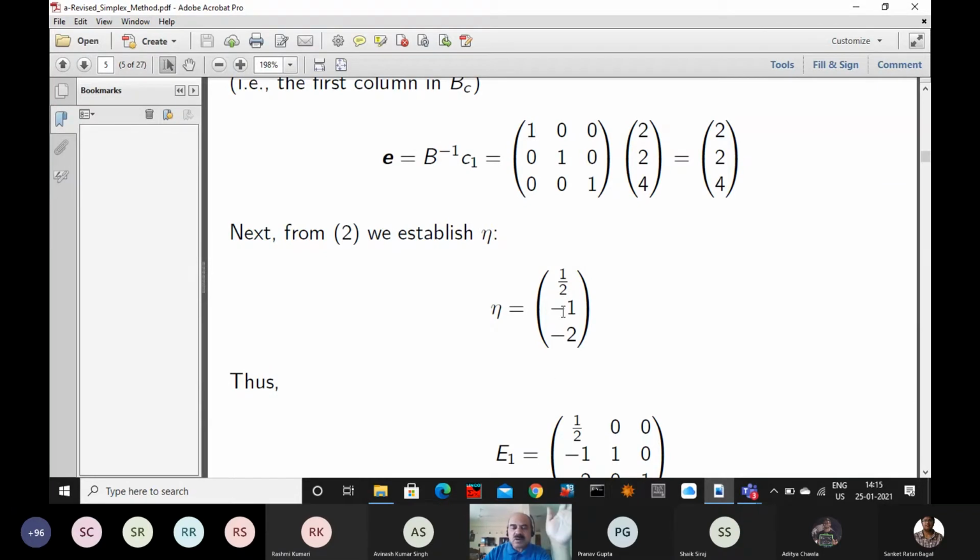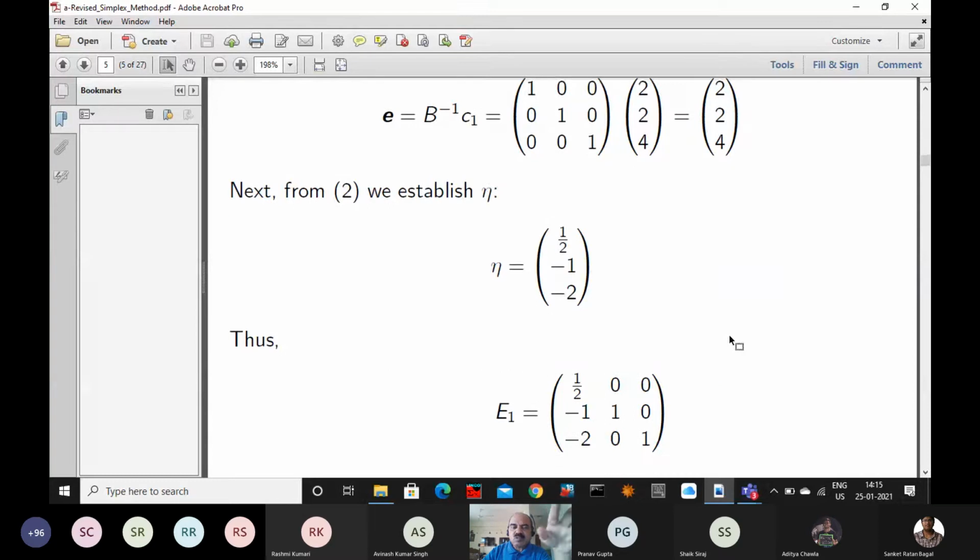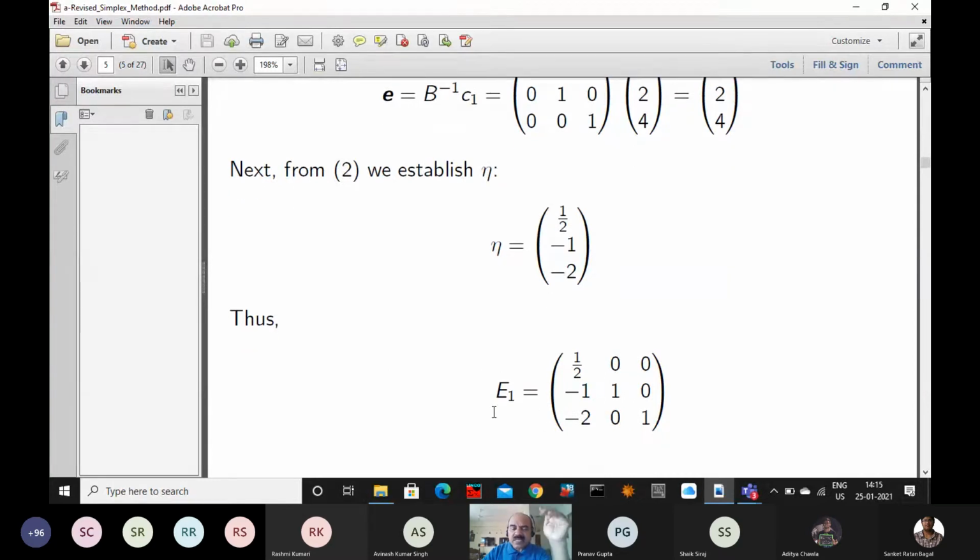Eta, you have got. Then once you have got eta, what is E1? You will write an identity matrix and replace the first column with eta. So E1 will be equal to half, minus 1, minus 2, and 0 1 0, 0 0 1. This is E1.